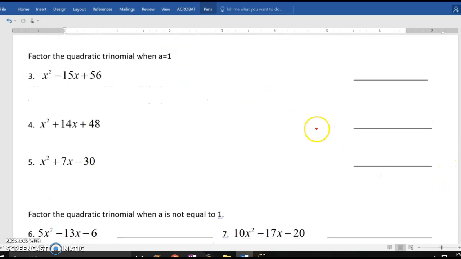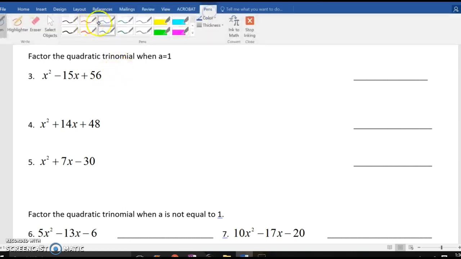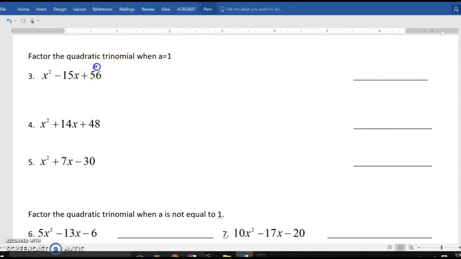Now here, it says factor the quadratic trinomial when a is equal to 1. That just means there's no number in front of x squared. It's actually 1, but we don't really need to compensate for that. We just say to factor these problems, we're going to find the numbers that multiply to give us the constant, and add up to give us this.